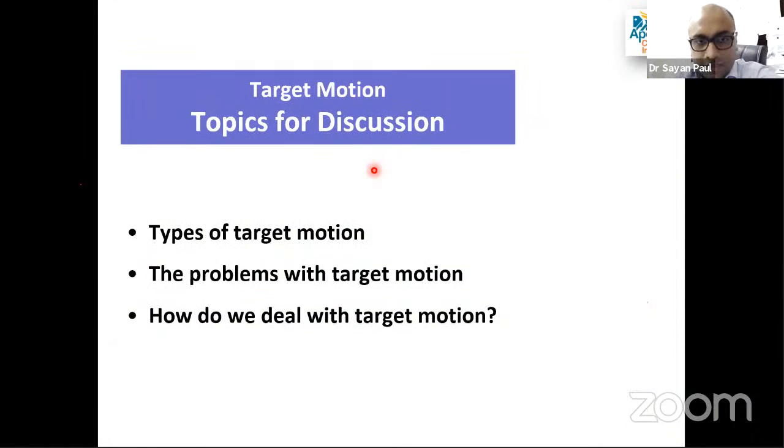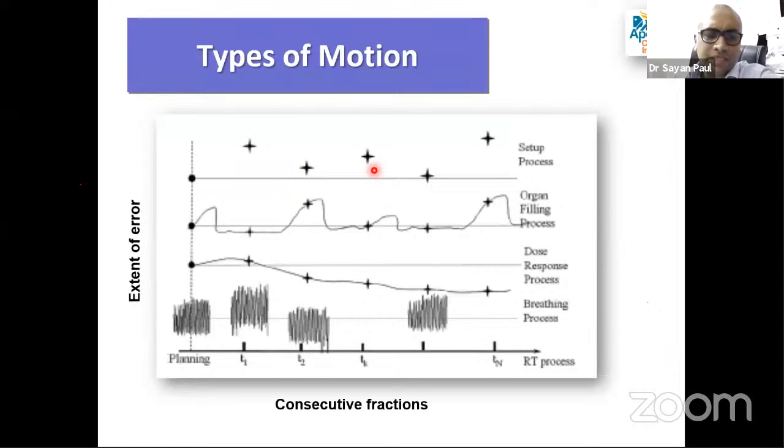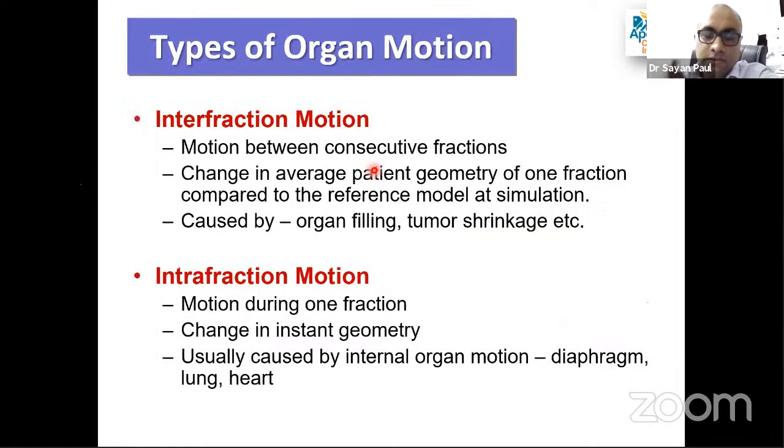So what we'll discuss today: types of target motion, the problem with target motion, and how we deal with target motion. The target motion can be of various types, like from the setup process, organ filling process, and dose response process, or because of breathing, the target can move. Target is mostly not static, except in very rigid bony structures, like in the brain. In other areas, there is some kind of movement. So we need to manage this movement during treatment delivery.